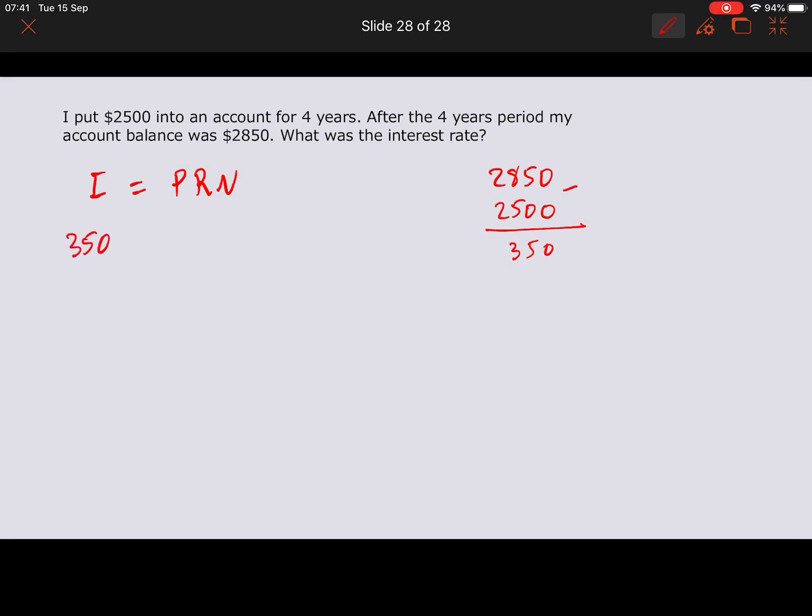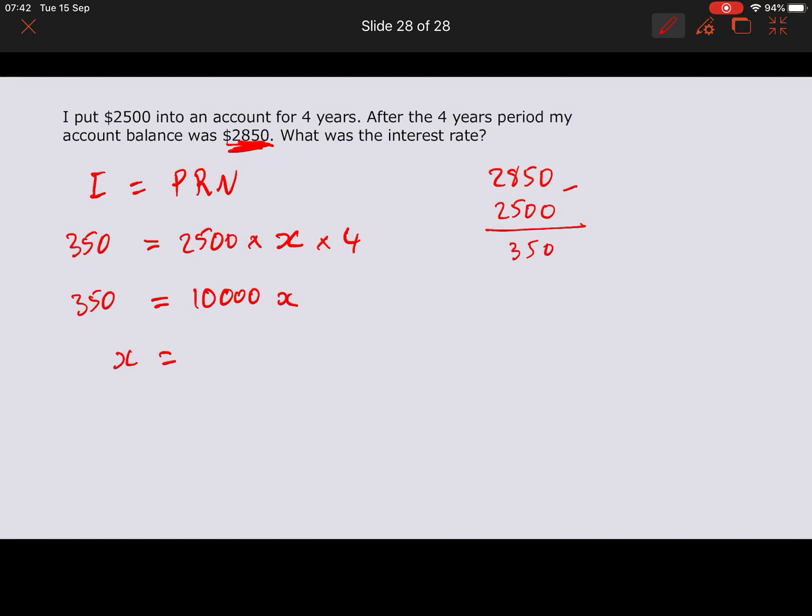So I hope that makes sense. This is not the amount of interest you earned. This is how much you had after adding the interest. So you added $350. So interest is $350. Principal is $2,500. The interest rate is what we want to know, so we call it X. And we did this for 4 years. So simplify the right-hand side. 2,500 times 4 is 10,000.